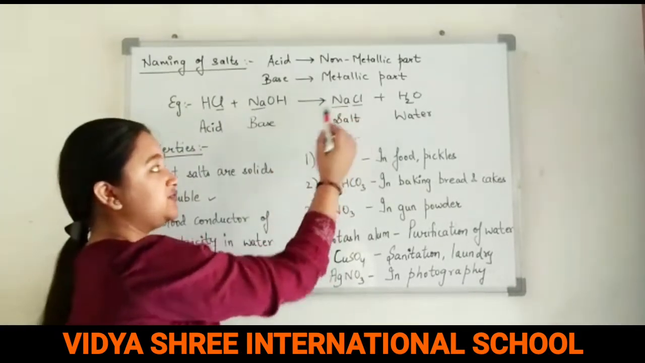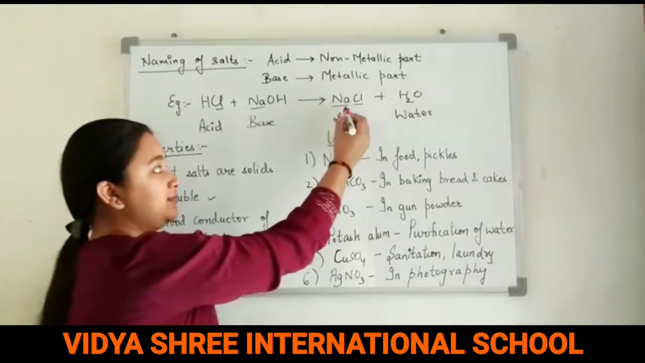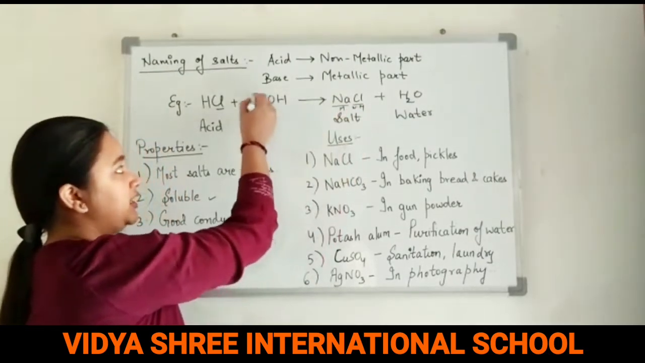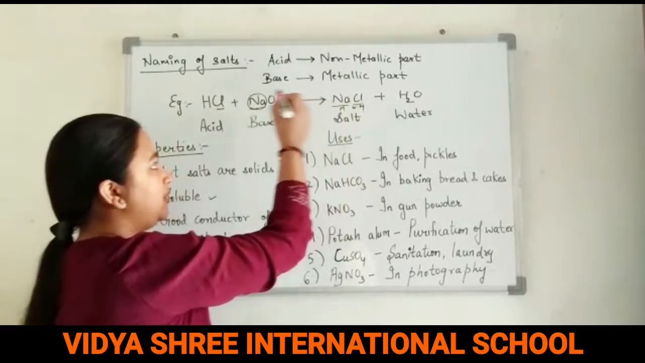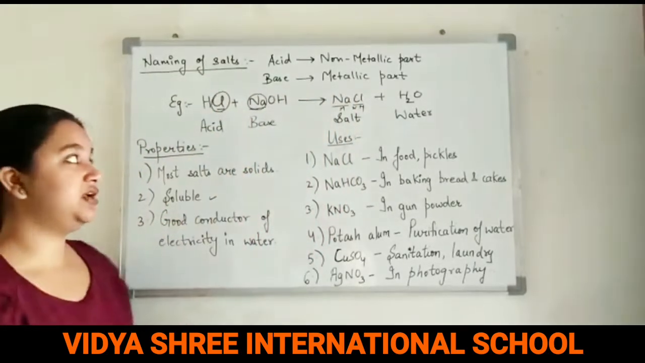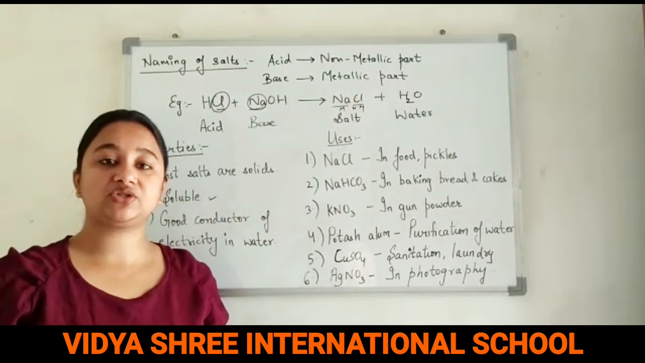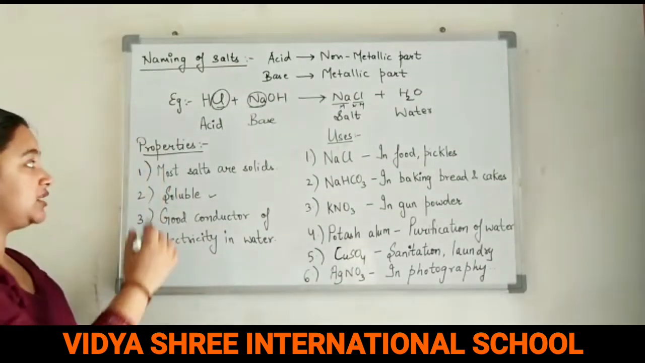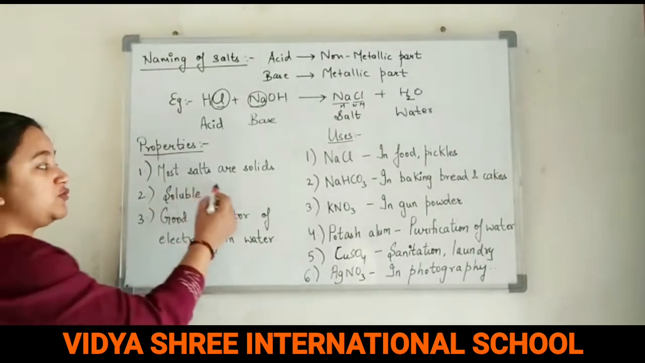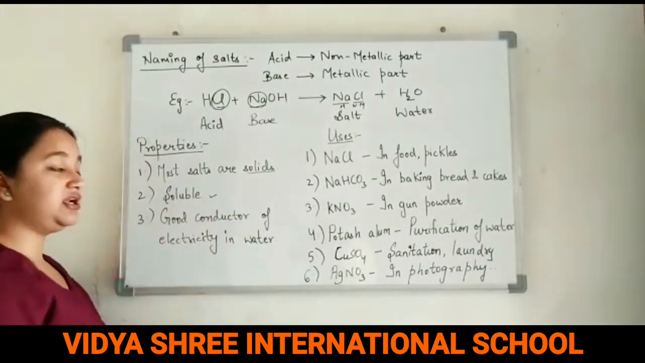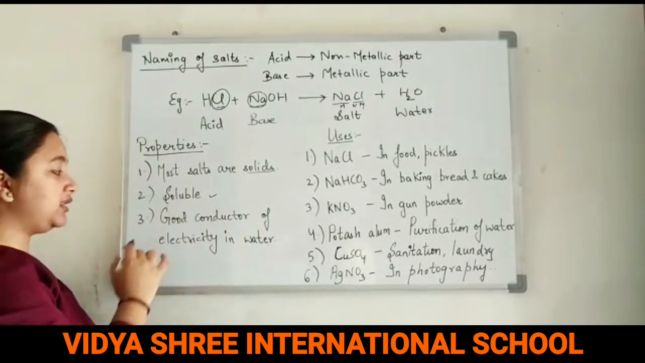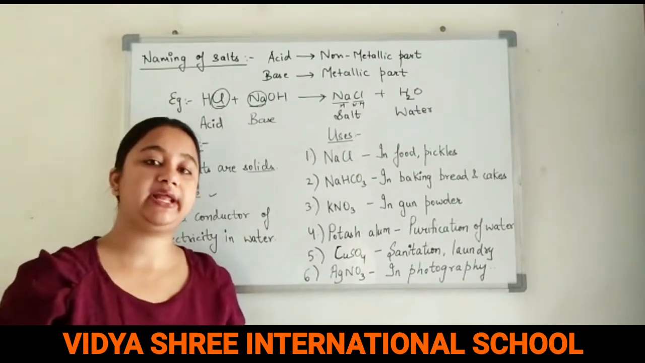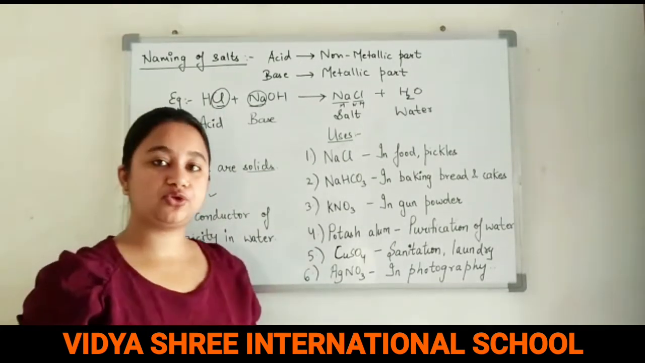Here NaCl has formed from two things. One is the metal and another is the non-metal. The metallic part you can see is contributed by the base and the non-metallic part is contributed by the acid. So we can easily name any salt by seeing the contribution of acid and base. Next is the properties. First, most of the salts are solid. Second, they are soluble in water, and third, after dissolving them in water, they become a good conductor of electricity. Last come the uses of salts.